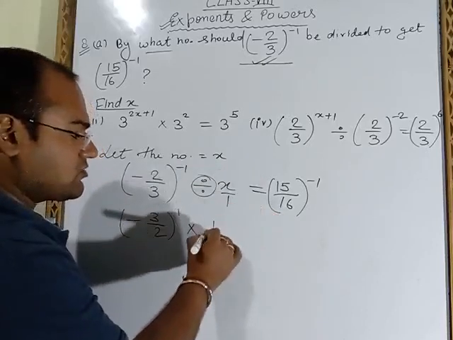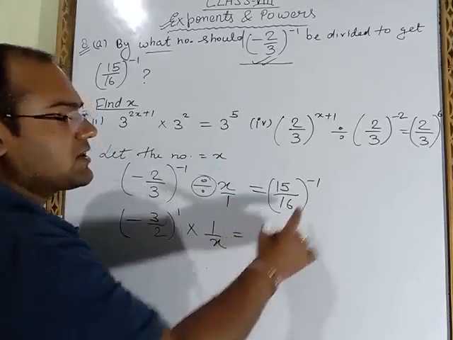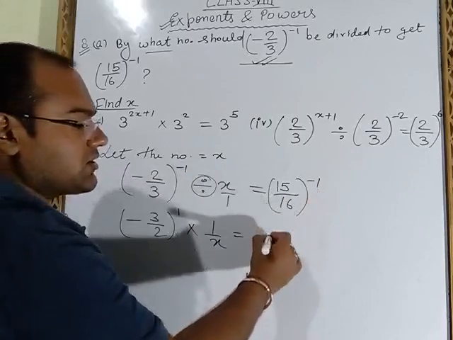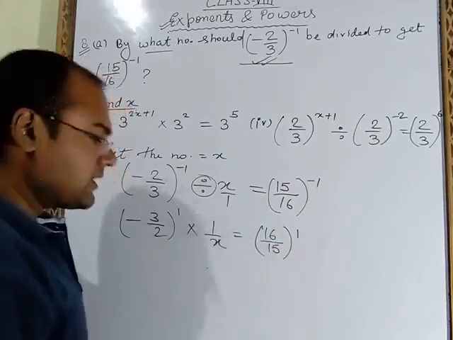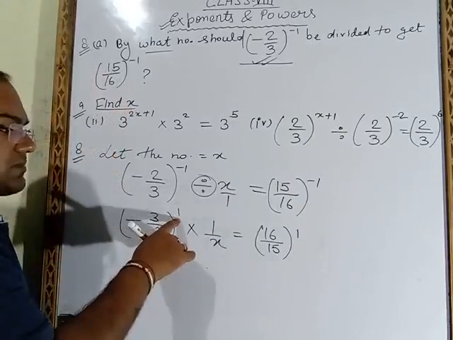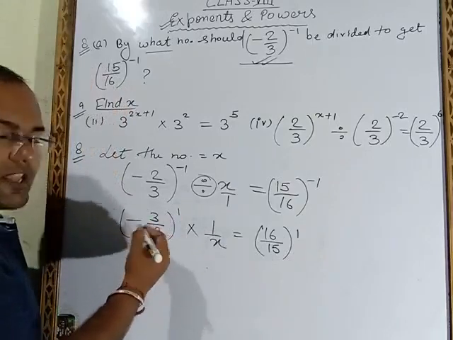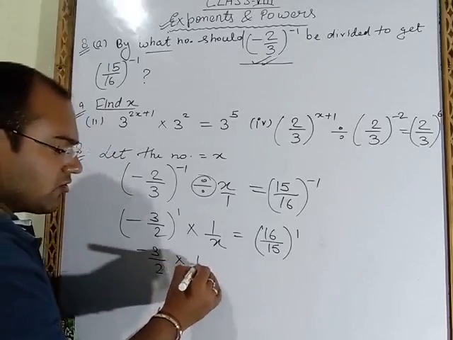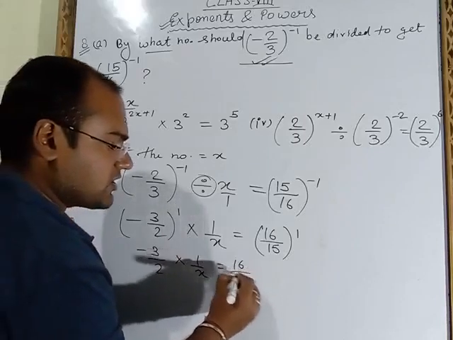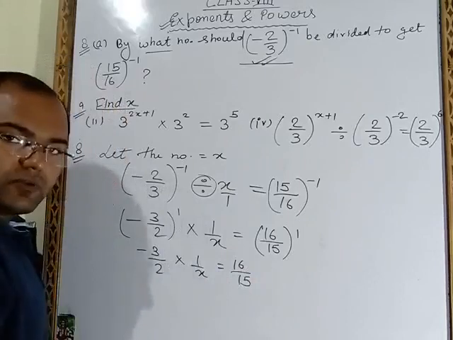X upon 1 is there, so we will write here 1 upon x. This is a minus power. In order to make it positive we have to write 16 upon 15 to the power plus 1. Now this power is 1, so the answer will be the same: minus 3 upon 2 into 1 upon x is equal to 16 upon 15. Now what will be the next step?